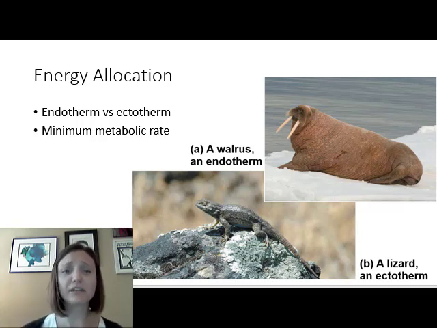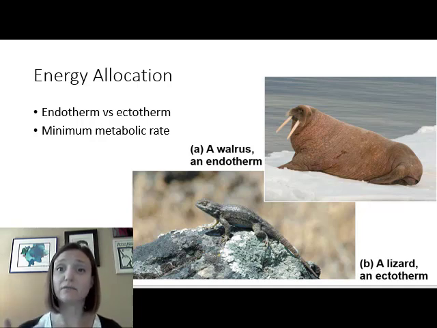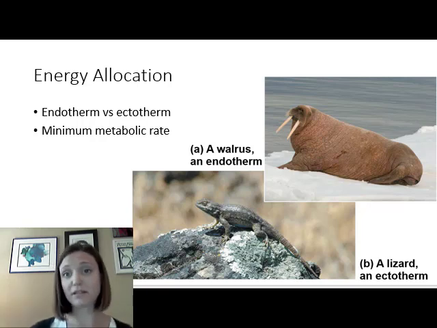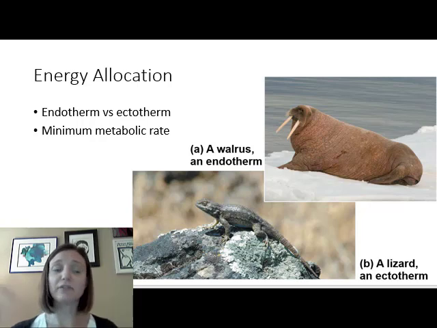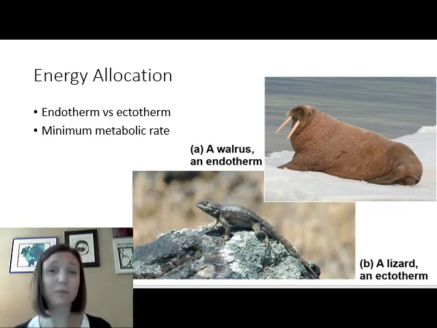Some animals are endotherms, they're going to use their basal metabolic rate in order to maintain a constant body temperature regardless of the external environment. Some are going to be ectotherms, and they're going to have a basal metabolic rate that's a lot lower because they're not using their energy to maintain a constant body temperature. They use behavioral mechanisms to keep within a very specific range.